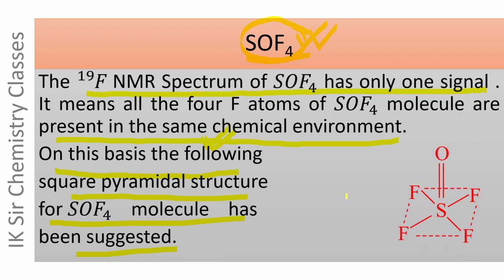This is the proposed shape for the SOF4 molecule on the basis of the F-19 NMR spectrum, which consists of only one signal. It means all four fluorine atoms are present in the same chemical environment.